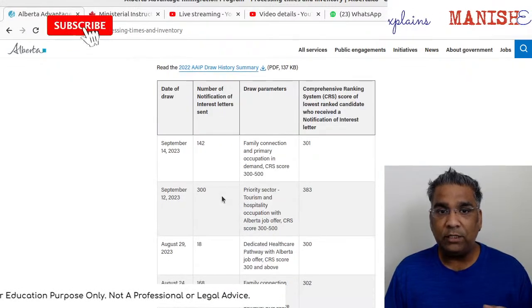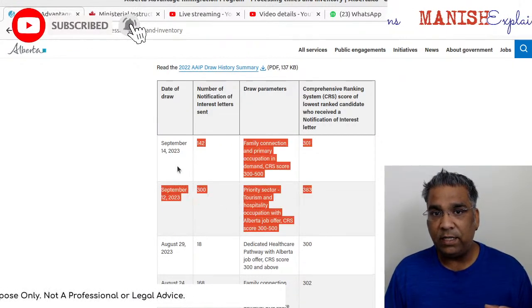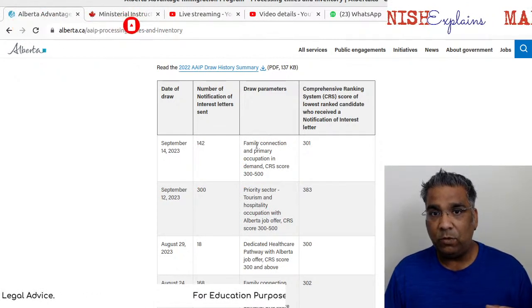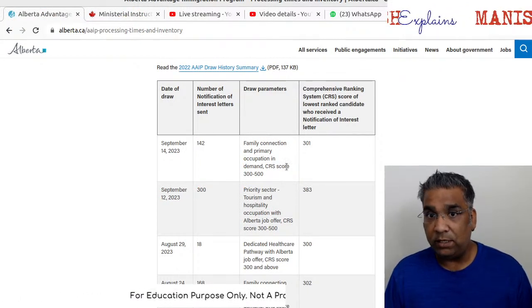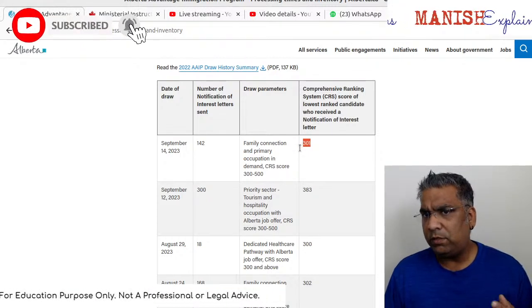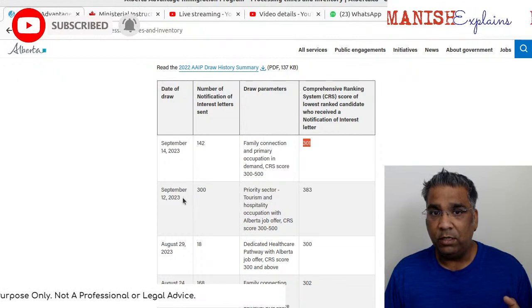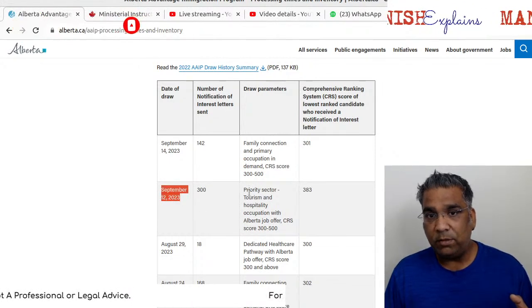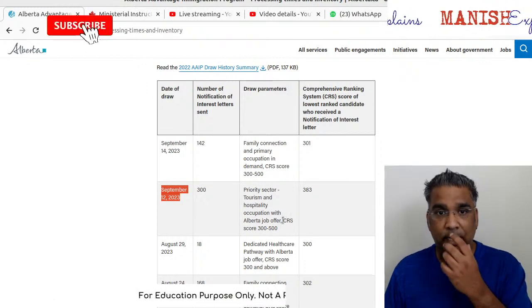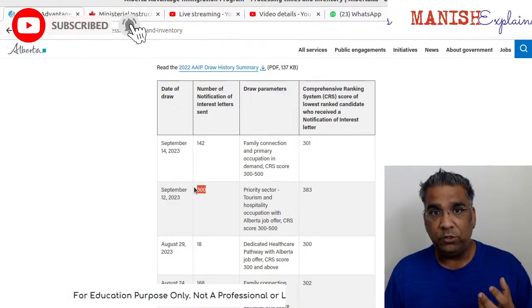So in September, we have seen that they have done two draws. The last draw was for family connection and occupation in demand, and the minimum score was 301. So it was pretty low, I would say. The earlier draw in September was for the priority sector, tourism and hospitality occupation. They have issued 300 notifications.